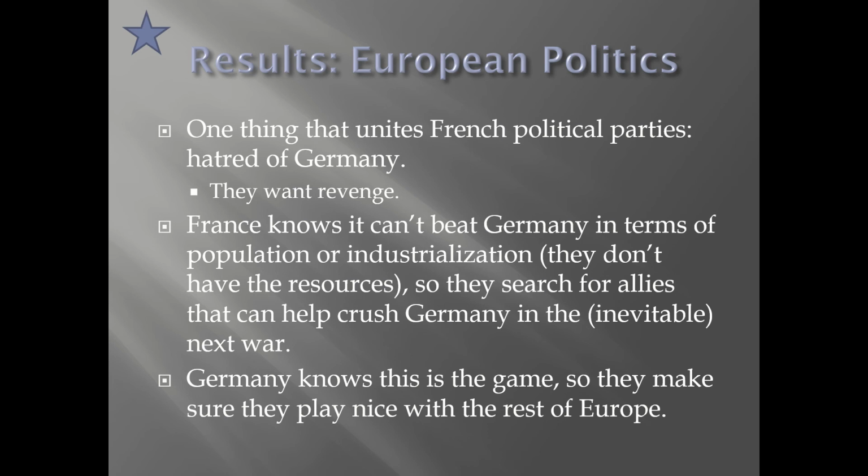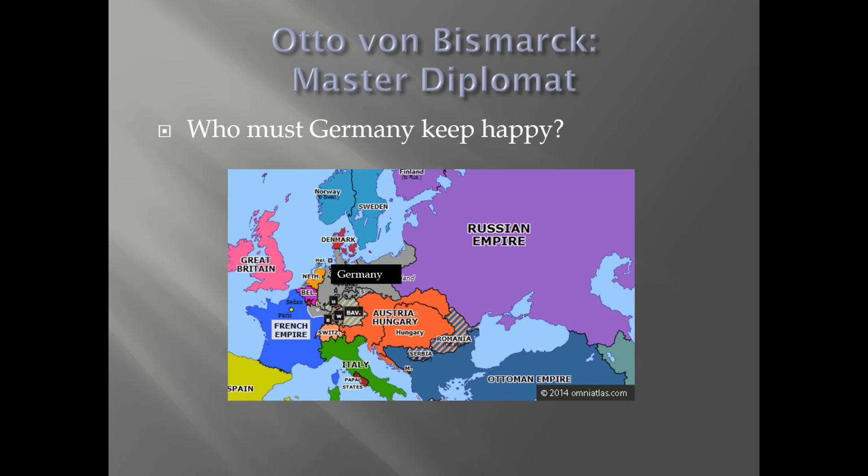So we have this map. Who in this area is Germany really going to make sure they need to keep happy? Well, the biggest possible threat is obviously France, but they've made them mad, so they're off. We're going to need to look at Britain, the Russian Empire, the Austro-Hungarian Empire, and the Ottoman Empire.